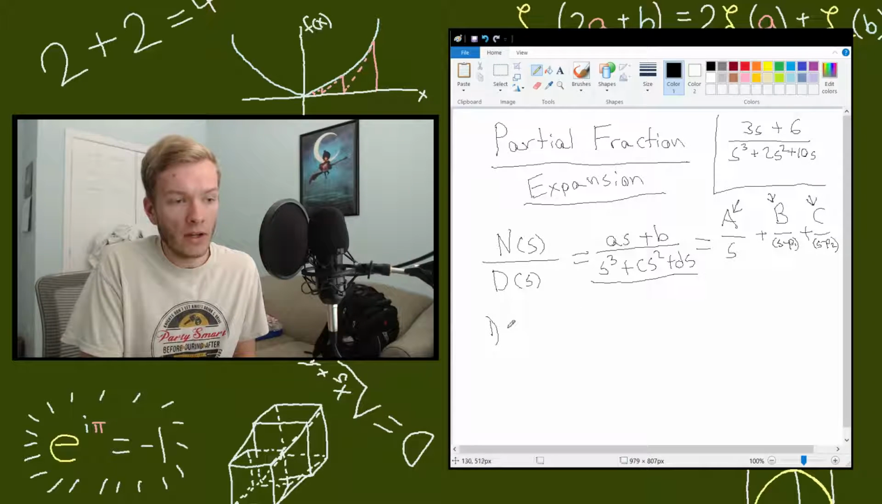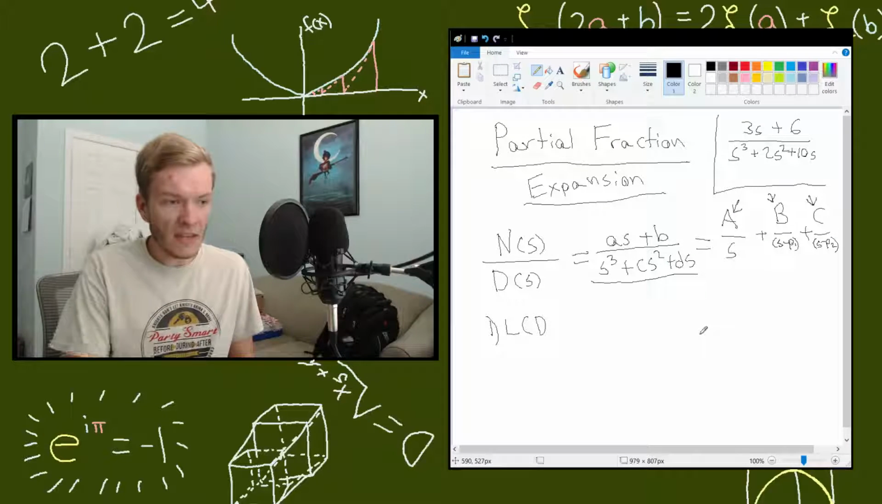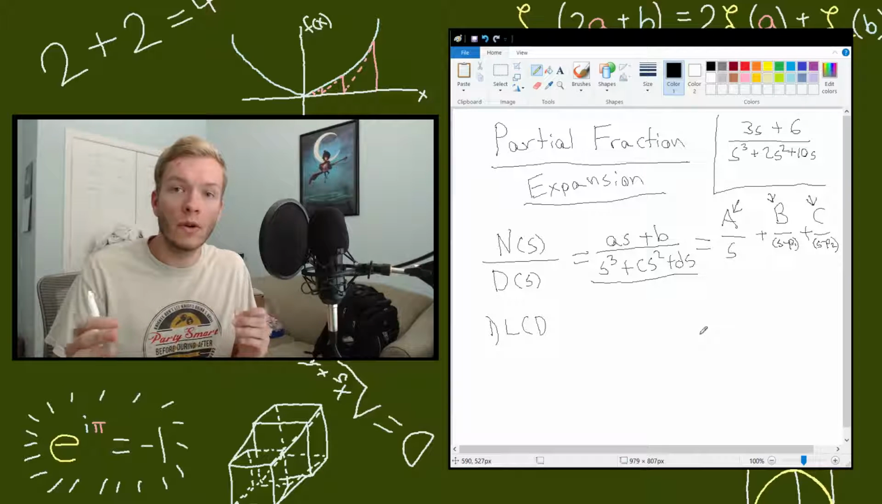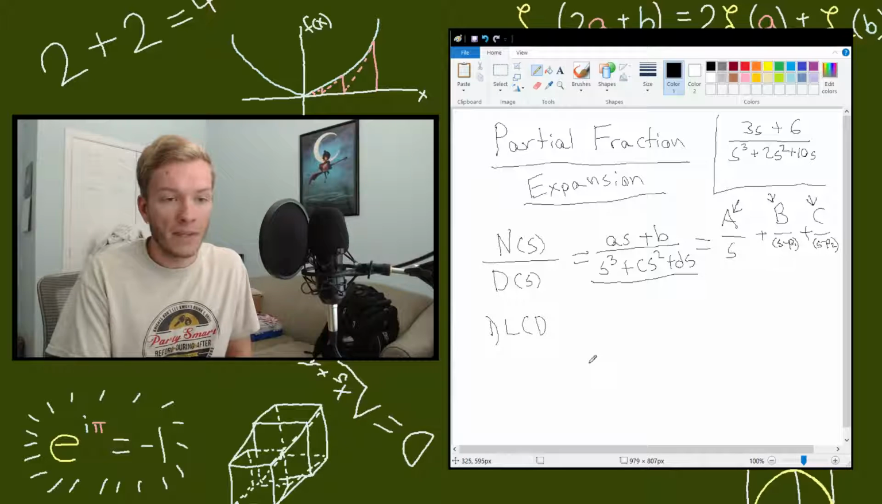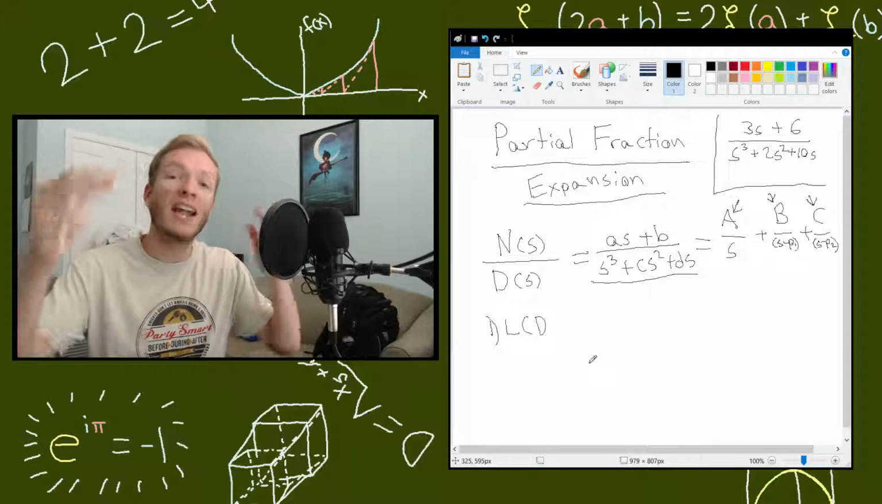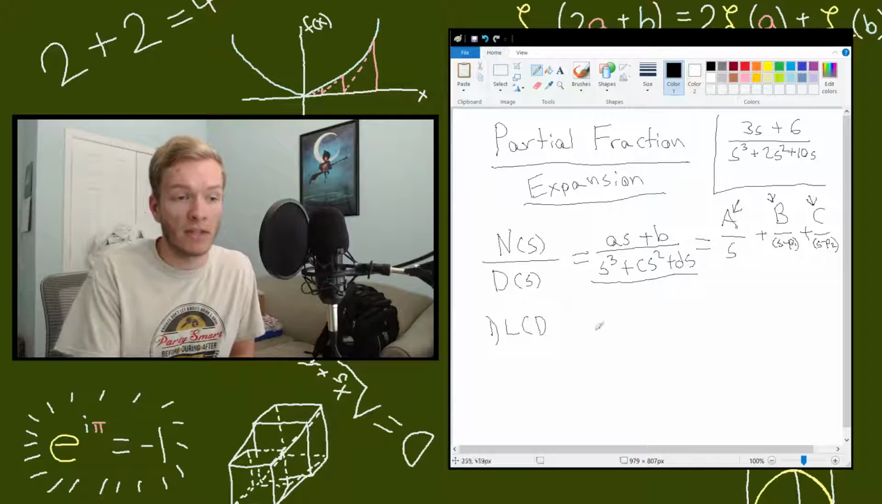So we try to find the LCD, which is the least common denominator, and we are going to make it so that each of the coefficients is not in a fraction. This will make our lives easier. This is not a necessary step, but it does definitely make it easier.